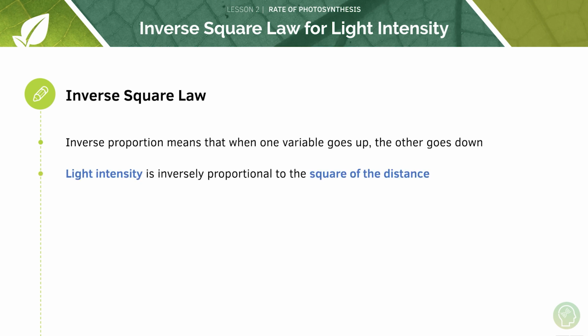So for example, light intensity is inversely proportional to the square of the distance. So that means as you increase your distance, you're going to get a decrease in light intensity.